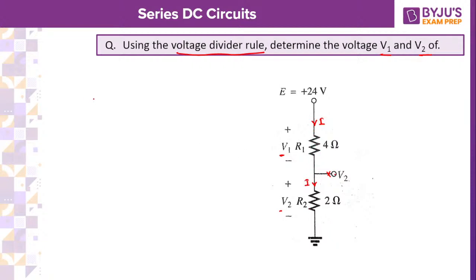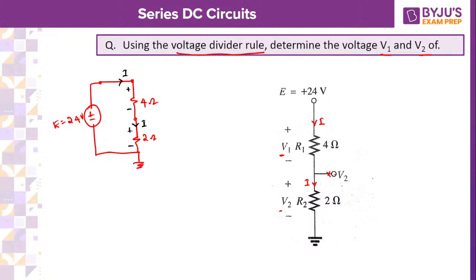This circuit is going to look like this: 4 ohms, 2 ohms, and here it is grounded. And this is positive 24, so you are going to have positive and negative like this. Now in this circuit there will be a current flow I. Both carry the same current, so definitely they are in series connection.